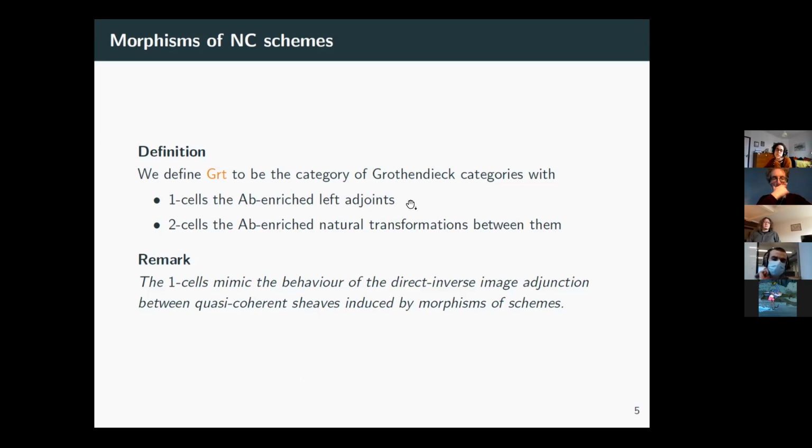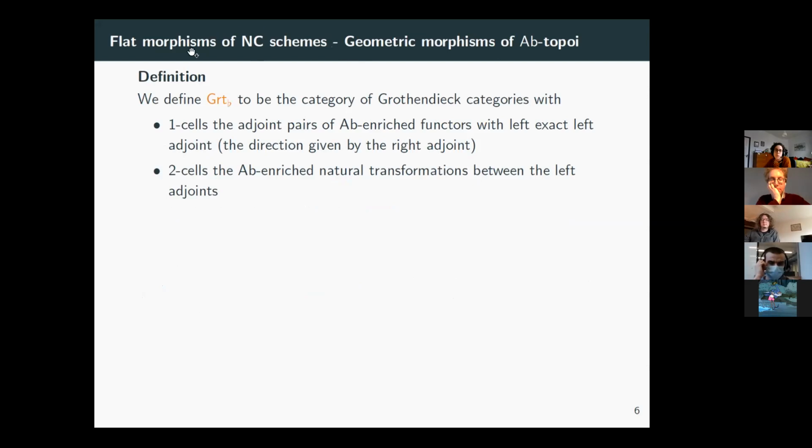But as you see in here, if you want to have also the perspective from up-enriched topos theory, in there, geometric morphisms are not just left adjoints, they are left exact left adjoints. So in that setup, we introduce another 2-category, GRT flat, Grothendieck flat. The objects are still Grothendieck categories. The one-cells are now left exact left adjoints. Normally the direction is given by the right adjoint, like in the classical case of geometric morphisms. So these are adjoint pairs where the left adjoint is left exact. And then the natural transformations are between the left adjoints.